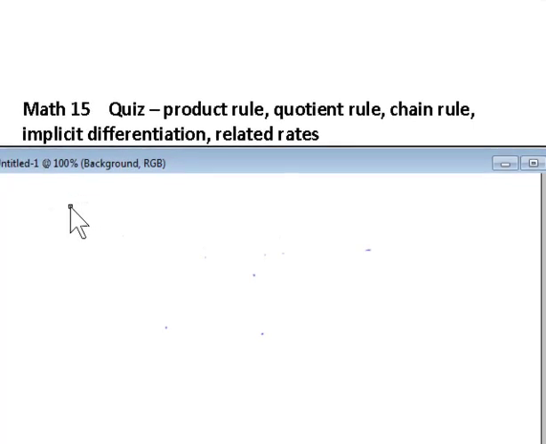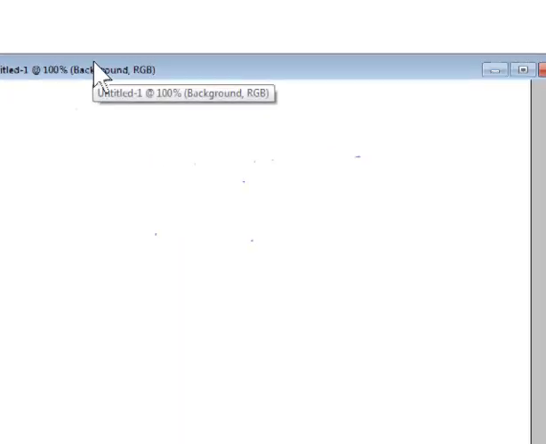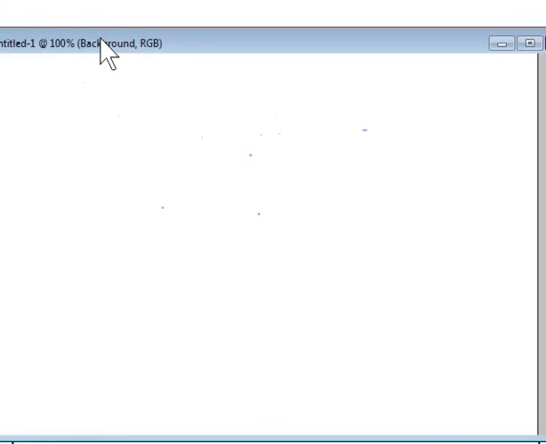Today we're going to do some examples and we'll have some quiz questions on the product rule, quotient rule, chain rule, implicit differentiation, and related rates. Okay, we're going to start with a review question, a question that doesn't require the rules that I mentioned, it just requires the power rule.